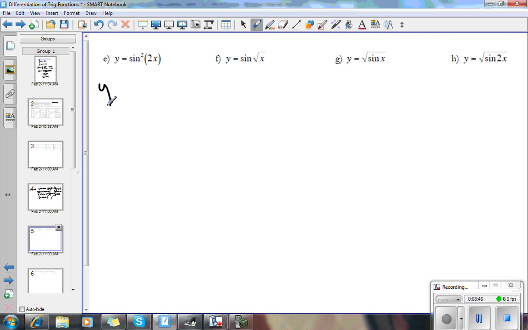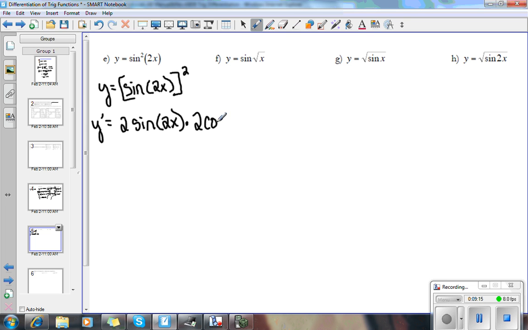Okay, on this one, I'm going to start by rewriting this as sine 2x, and this whole thing is squared. So when I do the derivative, I'm going to have to use the chain rule, so it's going to be 2 sine 2x, so that's the inside left unchanged, times the derivative of what's inside. And if you look back at part B that we already did, I'm not going to redo this, I'm just going to recopy it. It was 2 cosine 2x. So then I can just simplify this and say it's 4 times sine 2x times cosine 2x.